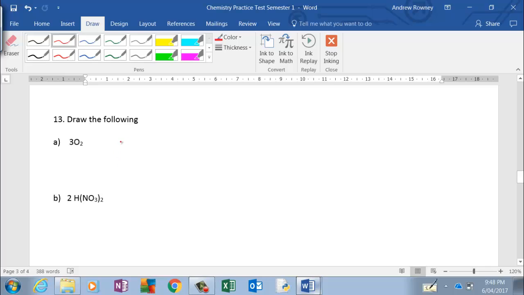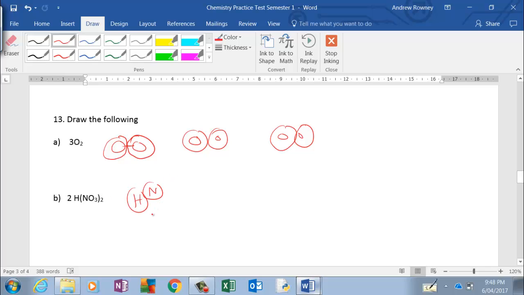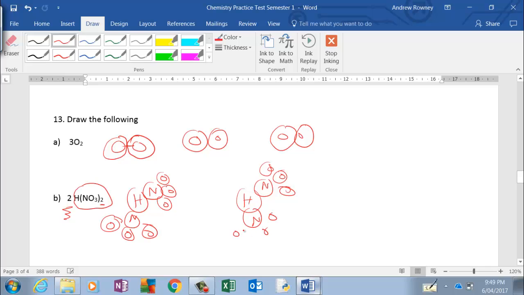Draw the following. 3O2, well there is O2, just an oxygen and an oxygen. Now we need 3 of them. That is 3O2. HNO3, there's H, there's N, there's an O, an O and an O, and we needed 2 of them, so nitrogen OOO. That is hydrogen nitrate, that's that bit there done. But we need to have 2 of them, so we've got to do that all again. So we've got NOOO and NOOO.